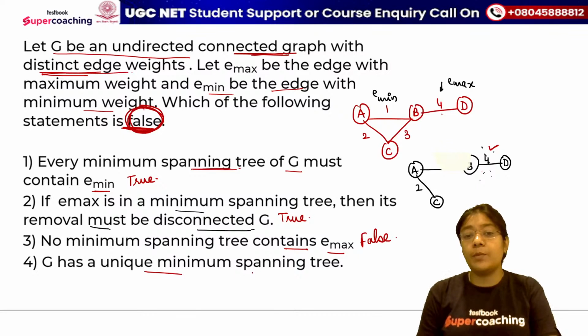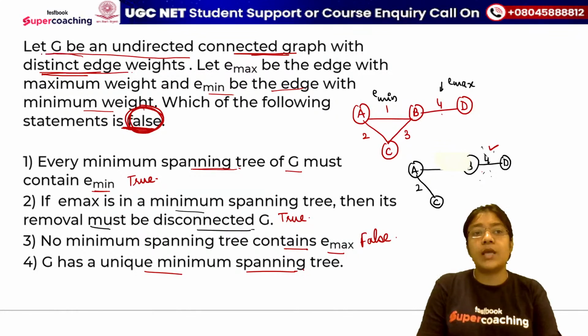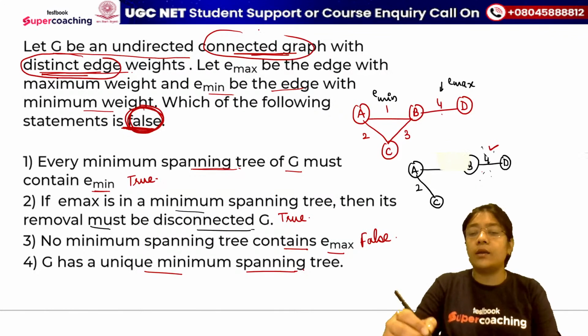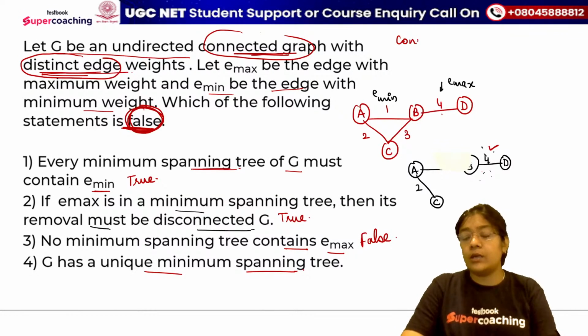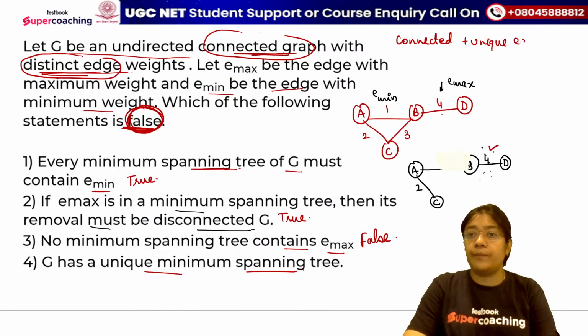G has a unique minimum spanning tree. Definitely, since edge weights are distinct and the graph is connected. We have discussed this property: if the graph is connected and has unique edge weights, then definitely the spanning tree will also be unique, that is, we'll get a unique minimum spanning tree. Unique or distinct edge weights.